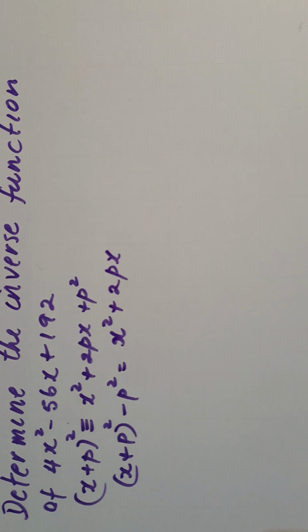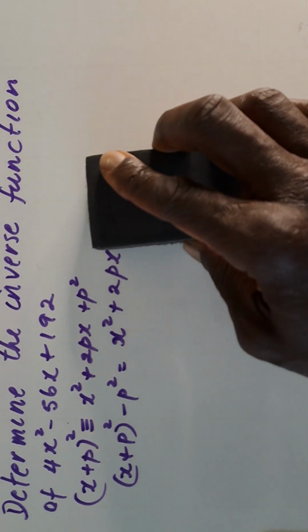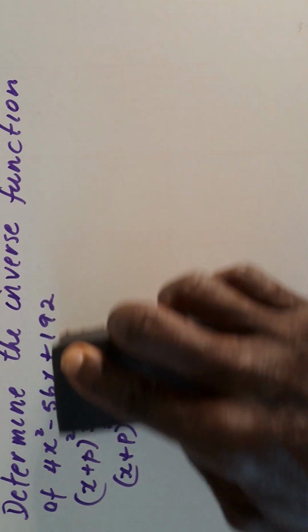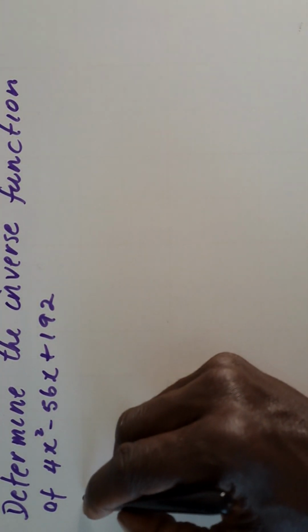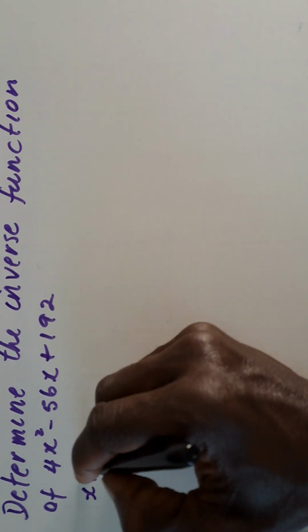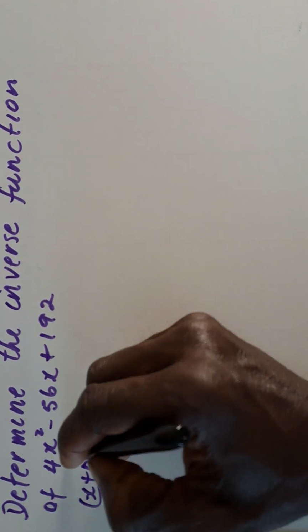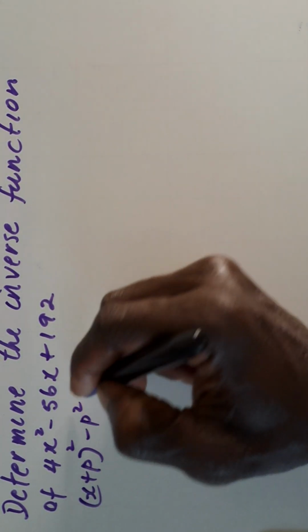2px. I have a number of videos focused on factorizing quadratic expressions using completed square form. So this is what we'll use to do this. So it is (x + p) squared minus p squared.